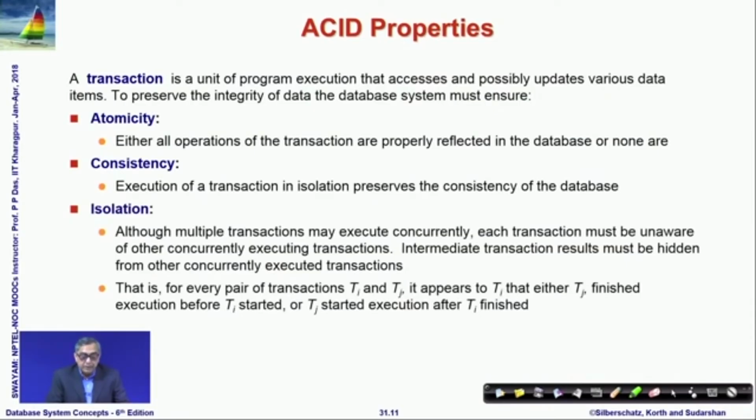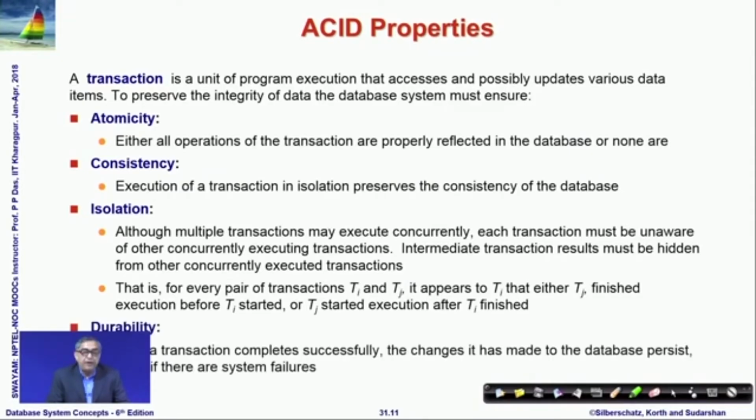The isolation requirement: if multiple transactions, Ti and Tj, are occurring concurrently, that is, some instructions of Ti happen, then some instructions of Tj happen, then some instructions of Ti happen again, even then the final result should look as if Ti has happened followed by Tj, or Tj has executed first followed by Ti. I for isolation, and finally durability. Once a transaction has successfully completed, the changes in the database should persist. So, A, C, I, D, the ACID properties, are the critical properties of the transaction system and must always be satisfied.